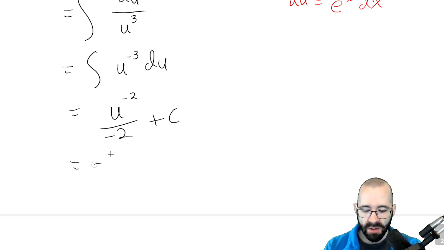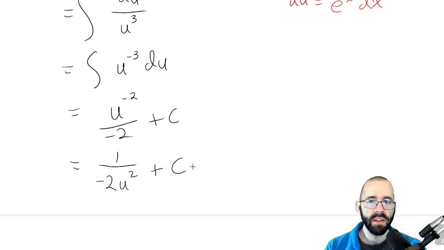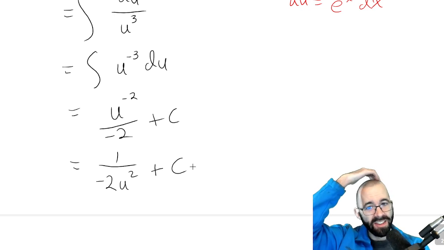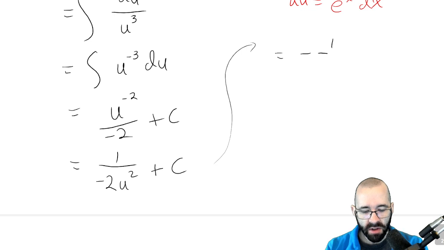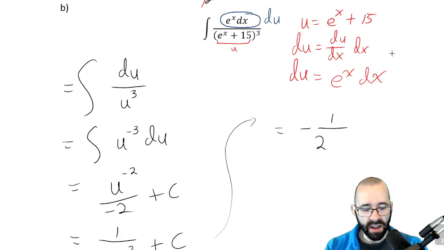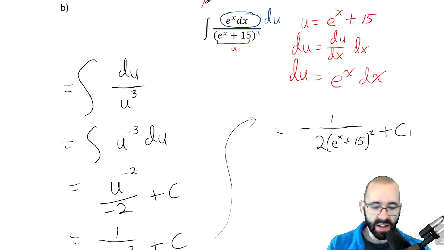We can think of dividing by -2 as multiplying by negative. Well, I don't think we actually want to do that here. The u to the -2 means it goes in the denominator. Sorry, I said -1/2. I meant -2. And so what we really get is that this equals negative, because we can bring the negative out in front, 1 over 2 times u squared. What was u? E to the x plus 15. That's getting squared plus a c. And that's our answer.